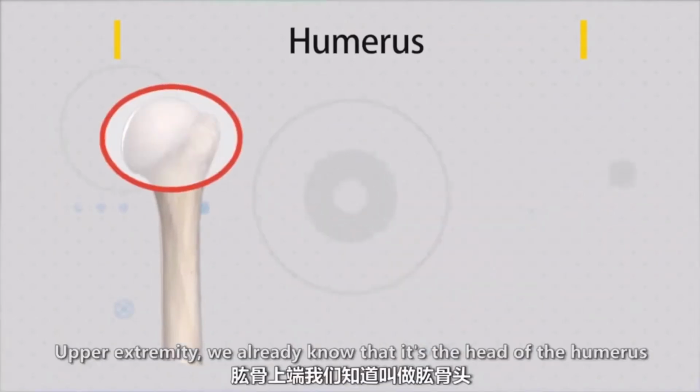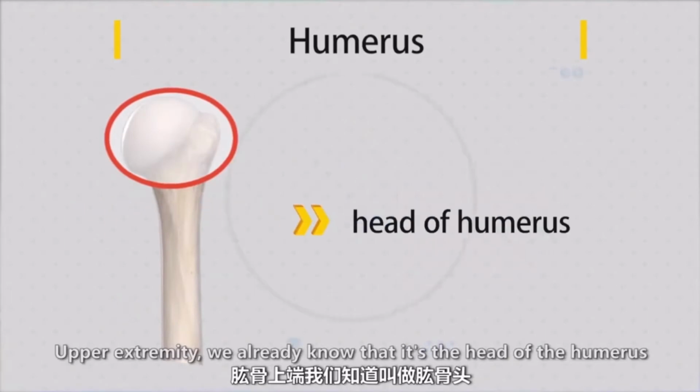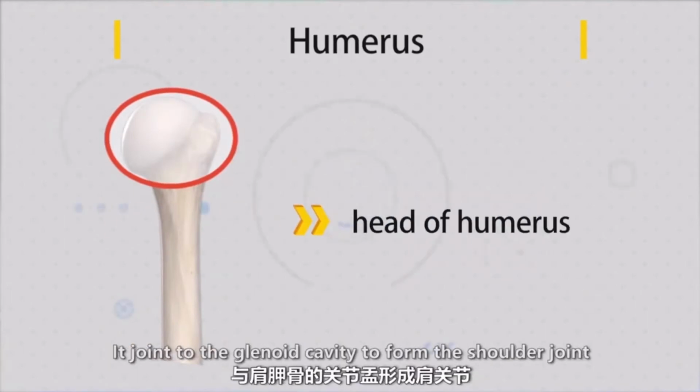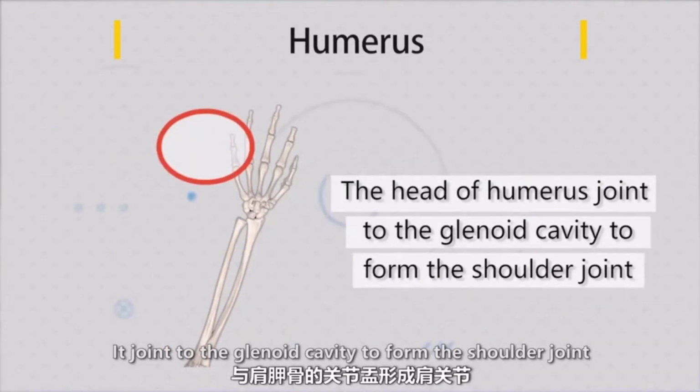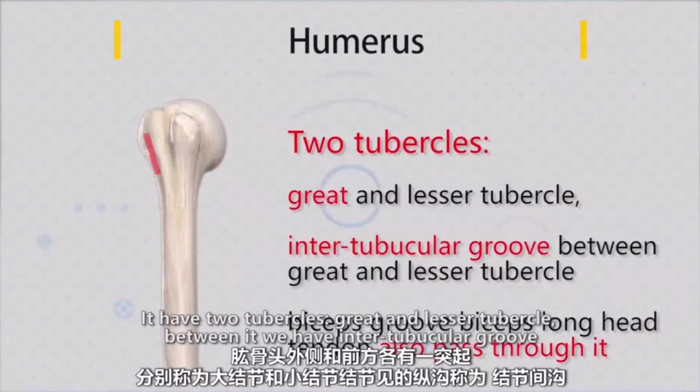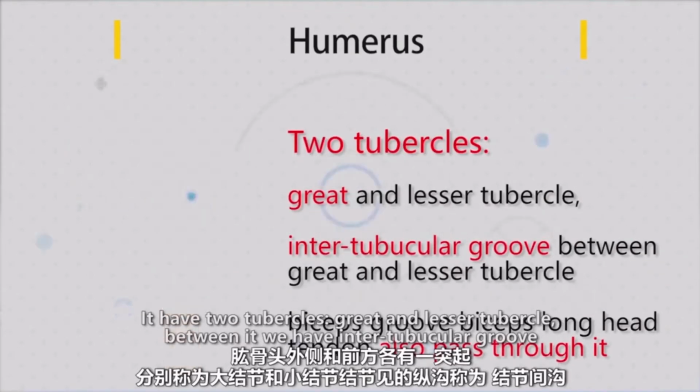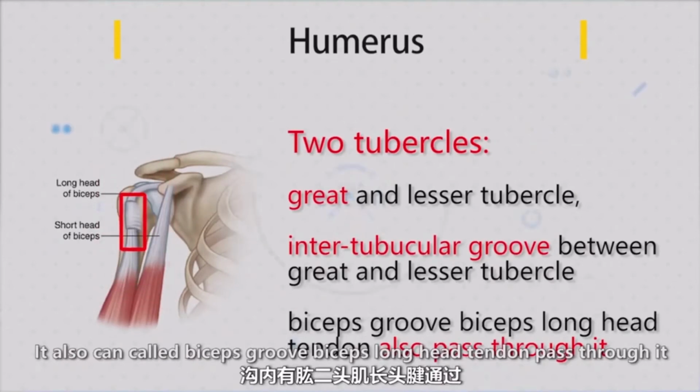The upper extremity we already know: it's the head of the humerus, and the glenoid cavity forms the shoulder joint with it. We have two tubercles, the greater tuberosity and the lesser tuberosity, and between them the intertubercular groove. This groove is also called the biceps groove because the long tendon of the biceps passes through it.